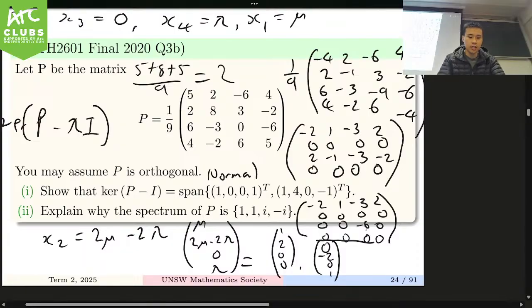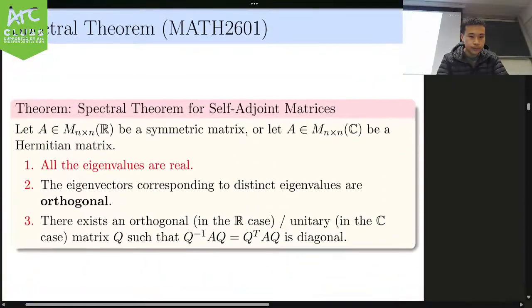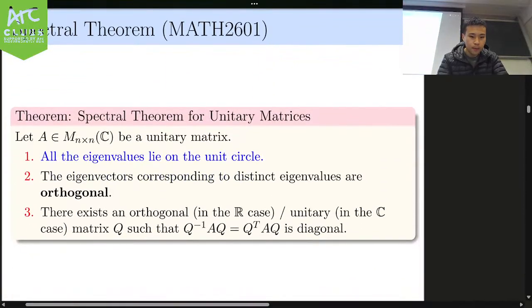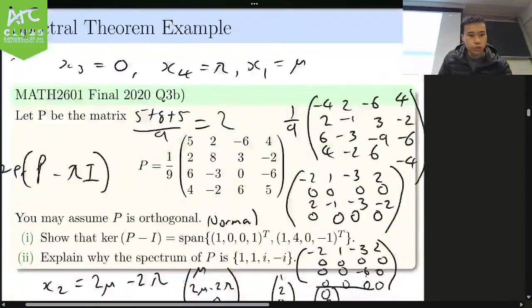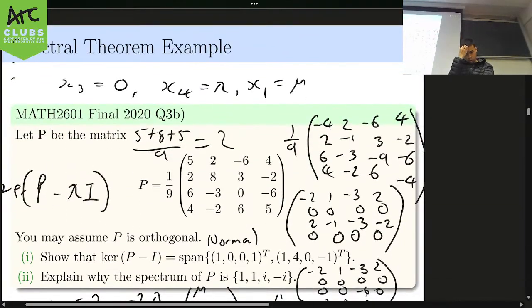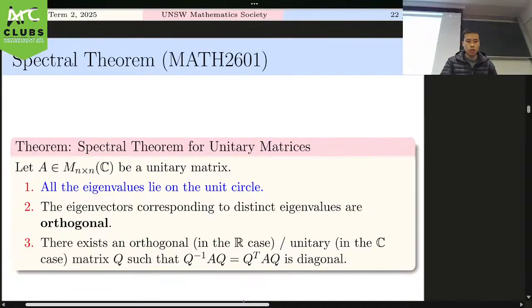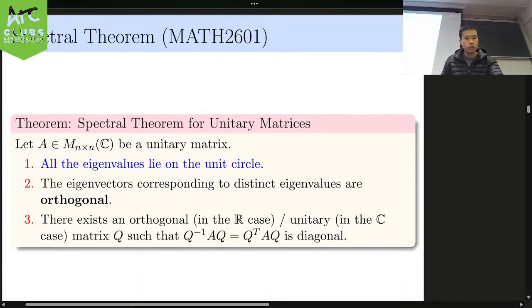Now, this is the part where I have to go back. There's one of these here. So okay, it's definitely not that. This one here is unitary. Let me check with the dot product: 10 plus 16 minus 18 minus 8, which gives 0. So this thing here is definitely unitary as well. The last is obvious, but this is the one we're going to use here: all the eigenvalues lie on the unit circle.